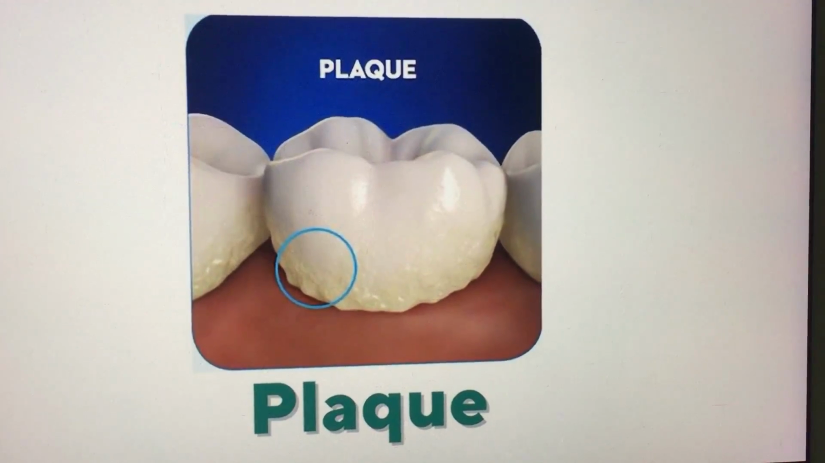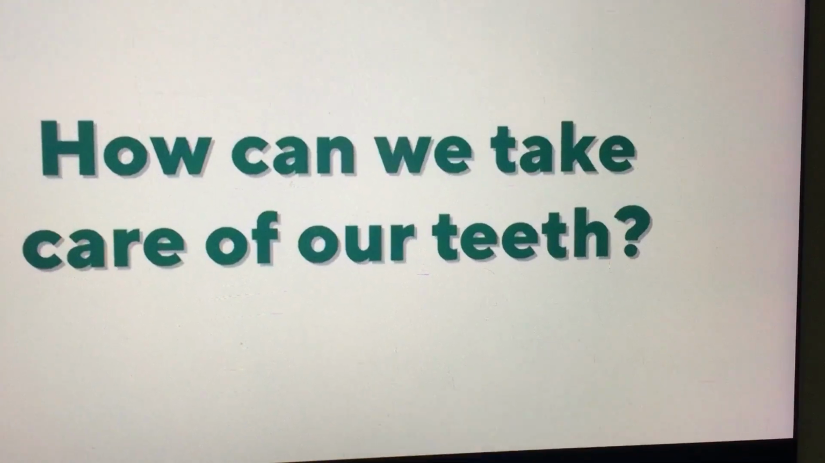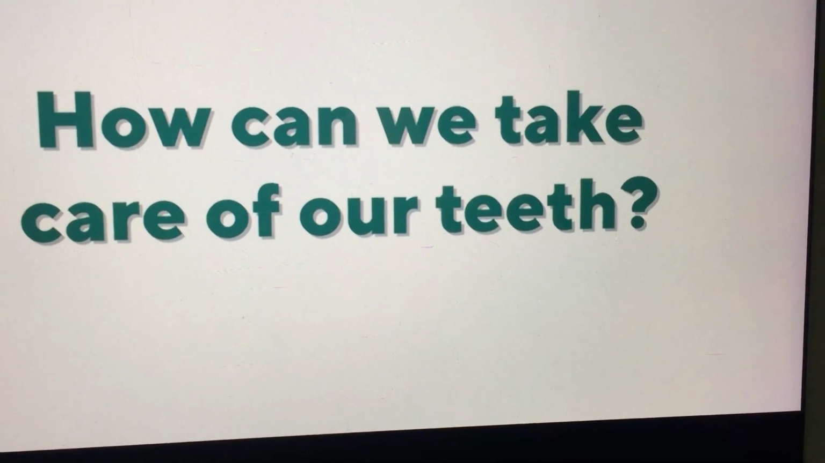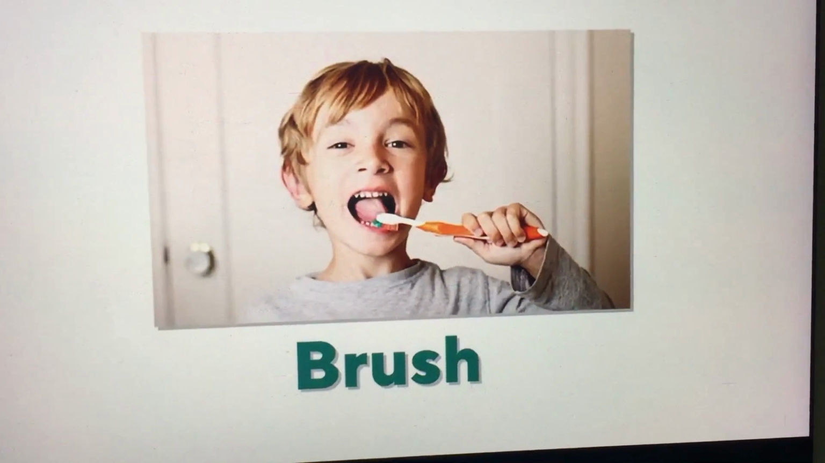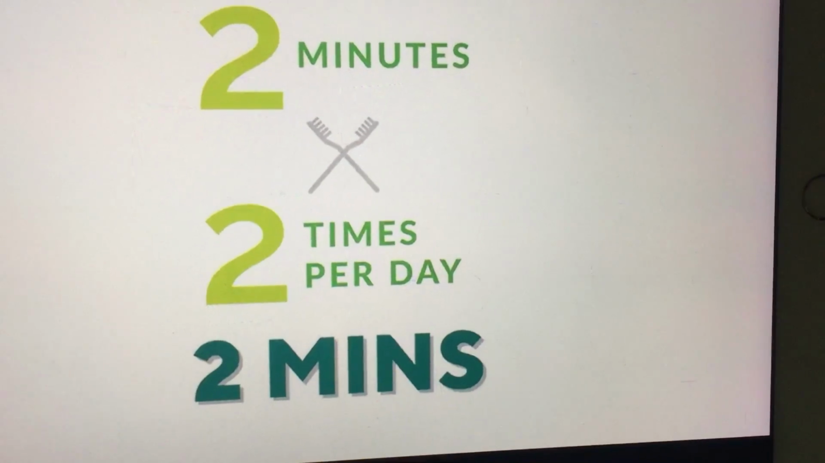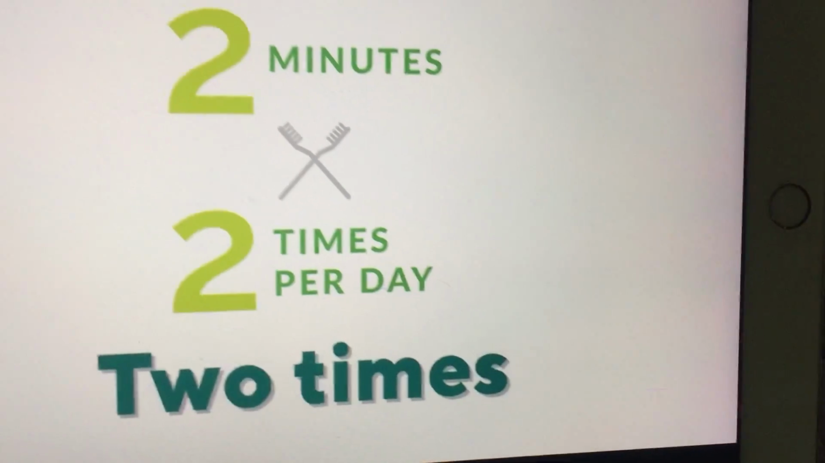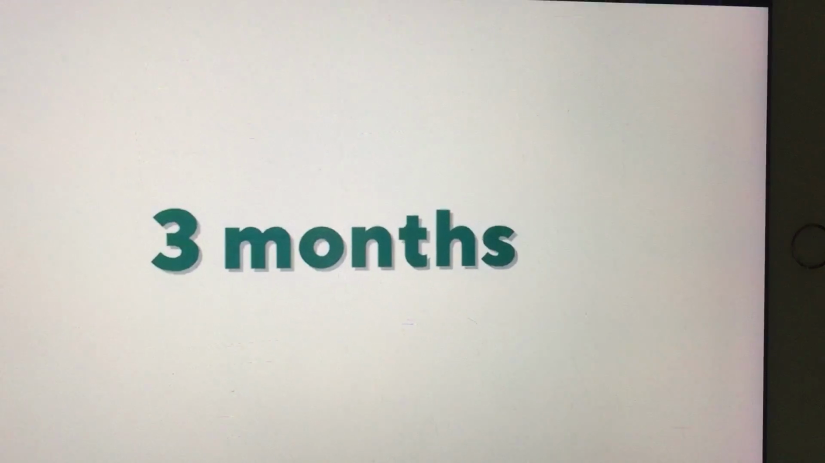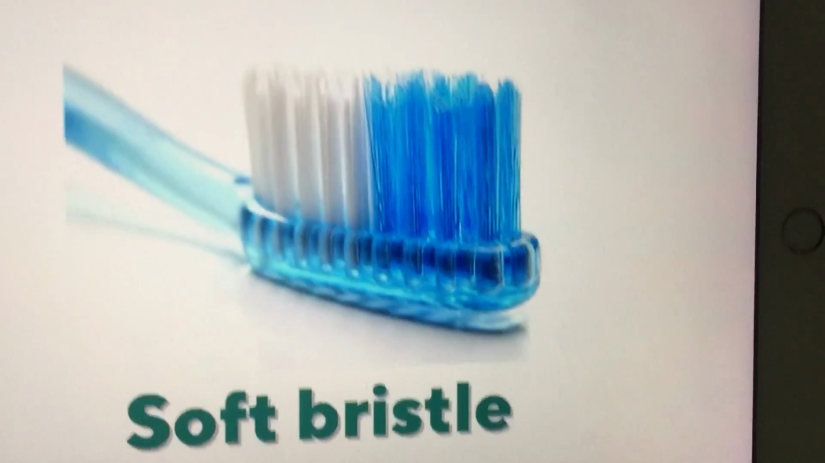So, how can we take care of our teeth? I'll suggest a few things that we can do to take care of them. The first thing is to brush. It is good to brush your teeth for at least 2 minutes. You have to brush your teeth twice a day, morning and bedtime. Change your brush after every 3 months. It is good to use a soft bristle brush.